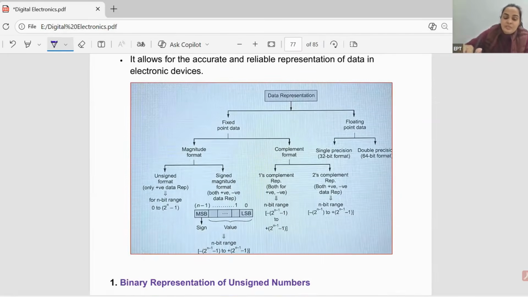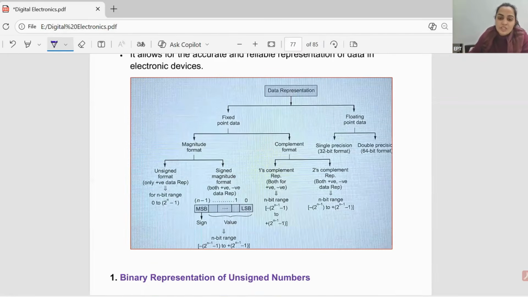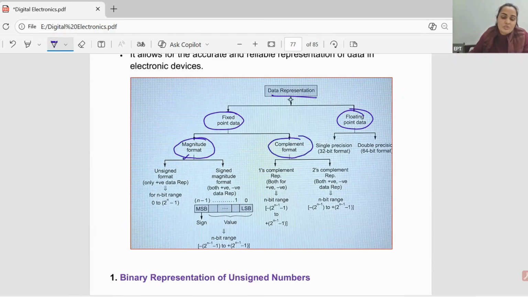Okay. Now here you can see the flow chart here. Data representation. We have two types of this: fixed and floating. Right. In the fixed one, we have one magnitude format, and second one is the complement format. Right. So in case of fixed point, see if we have like 8 bits here, 6, 7, 8.